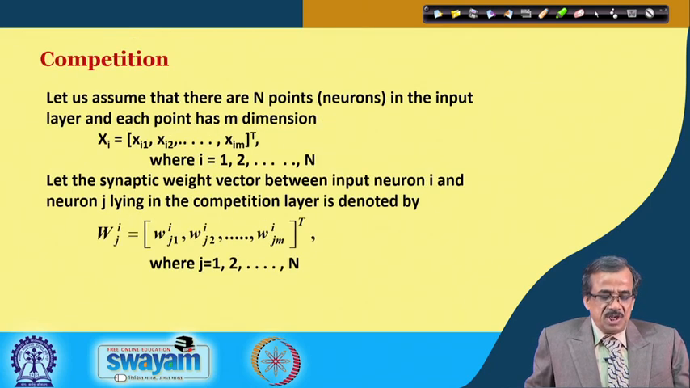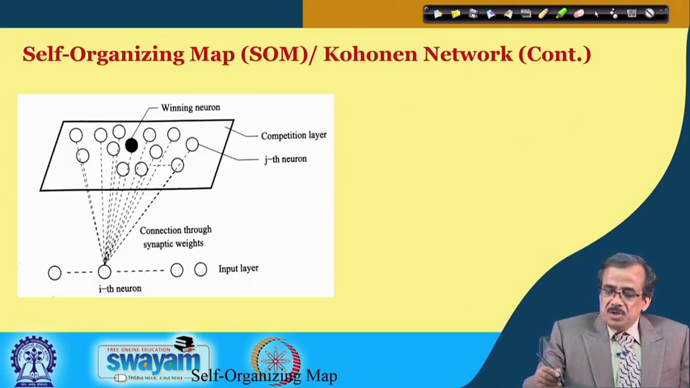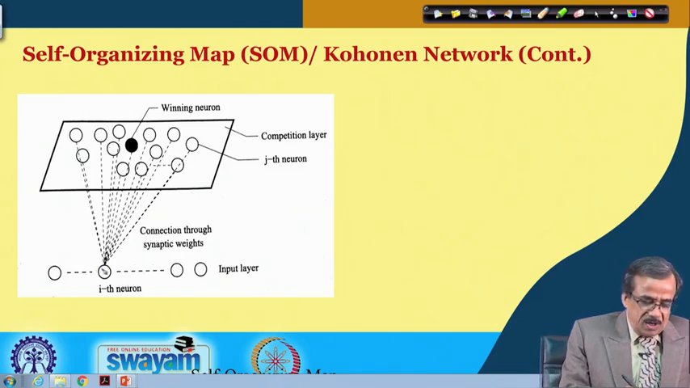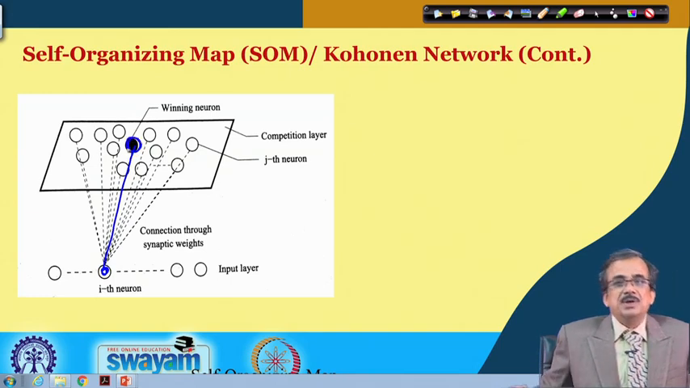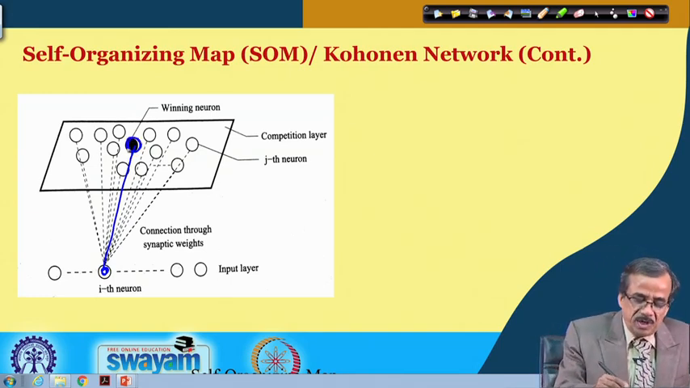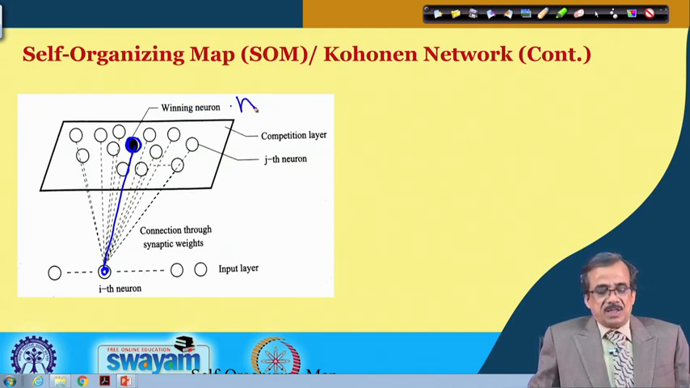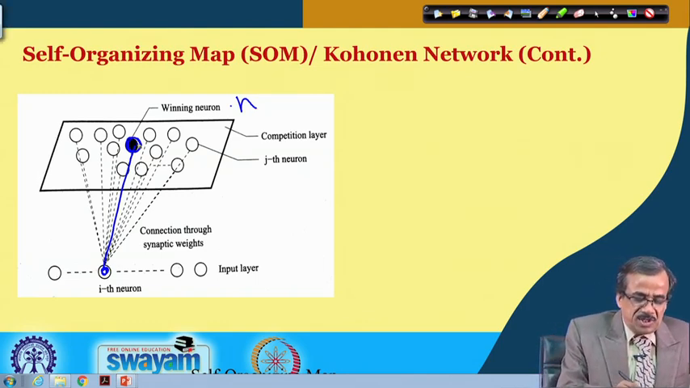Now, if you just see on your plot, once again corresponding to the ith one, I am trying to find out the winner. Supposing that this particular connecting weight is nothing but the winner. So, this indicates the winner neuron, and that is denoted by small n. So, small n is nothing but the winning neuron. Okay. Now, this is the winner.